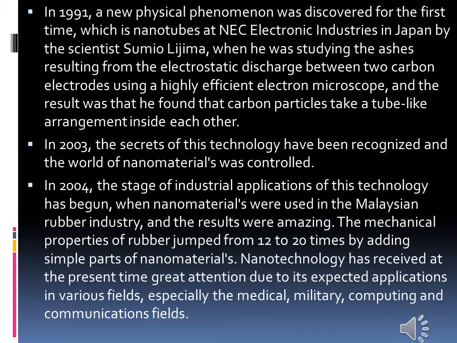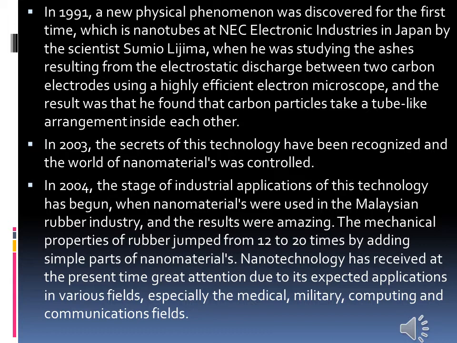In 1991, a new physical phenomenon, nanotubes, was discovered for the first time at NEC Electronic Industries in Japan by the scientist Sumio Iijima. In 2003, the secrets of this technology were recognized and the world of nanomaterials was controlled.